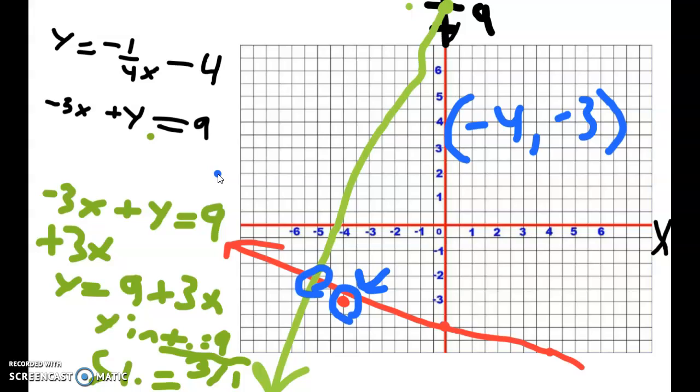Apologize about the graph today. Everything wasn't quite accurate, but this is how you find the solution to a system of equations by graphing. Thank you and have a good day.